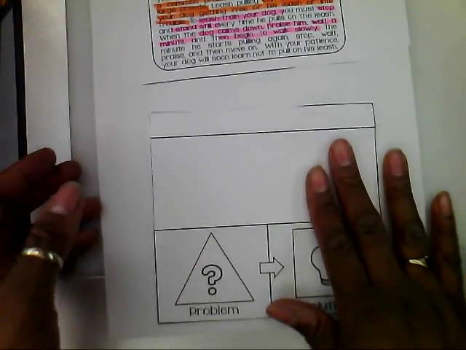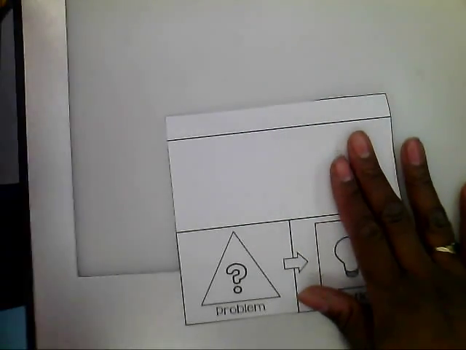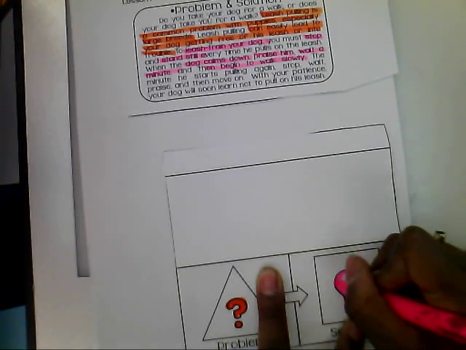Now what I'm going to do is go ahead and cut out my graphic organizer. To save time, I've already cut mine out. And I'm going to highlight the part that says problem. I'm going to highlight it in orange. And you can color in the whole triangle if you would like. I'm just going to match mine to the problem that was written here. And the solution, I'm going to highlight or fill in the light bulb with my pink. Okay?